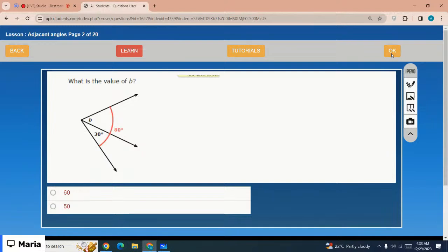What is the value of B? So you are given the total angle, right? And one of the angles. Yes, you can just subtract the smaller angle out of the total one. So 80 minus 30 degrees equals 50 degrees. The correct option is 50 degrees. Got it? The correct option is 50.